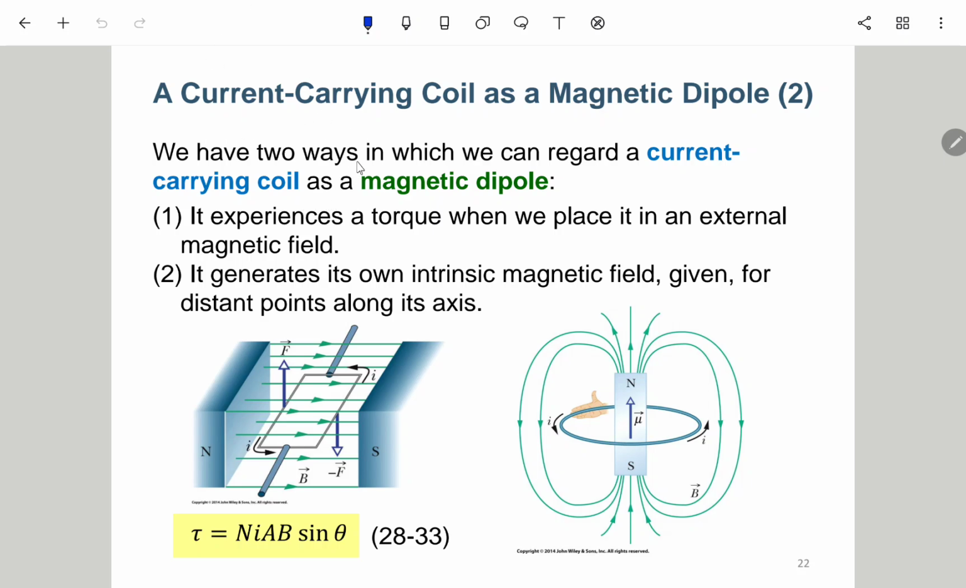Okay, so actually we will derive it a little bit later, but here we also mention that there are two ways in which we can regard a current carrying coil as a magnetic dipole. For the first case, it experiences a torque when we place it in an external magnetic field. The external B field is generated by this N and this S, so we have a B field this way. If we place a current carrying coil here, this coil will have a torque, so that it will rotate like this.